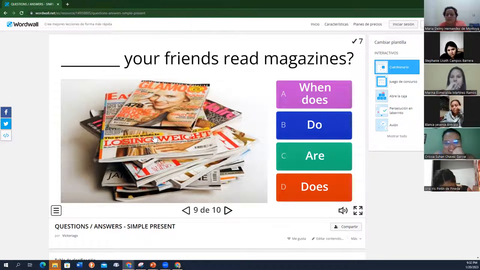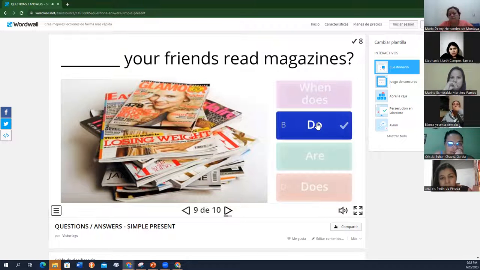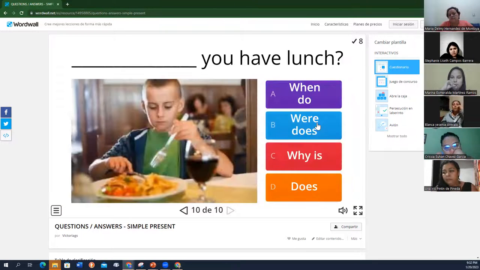Yes. Your friends. No. Do. Porque está hablando de varias personas. Sí, está hablando de varias personas, ¿ok? Do your friends read magazines? Uh-huh.